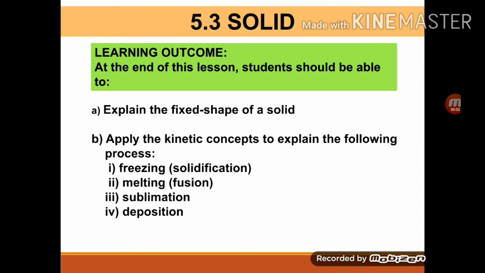In this video, we will discuss subtopic 5.3, which is about solids. At the end of this lesson, students should be able to, number 1, explain the fixed shape of a solid, and number 2, apply the kinetic concept to explain the following processes: number 1, freezing, also known as solidification; number 2, melting or fusion; number 3, sublimation; and number 4, the deposition process.